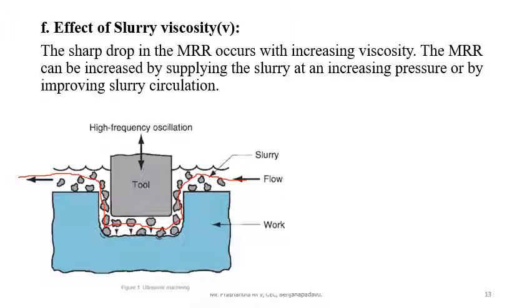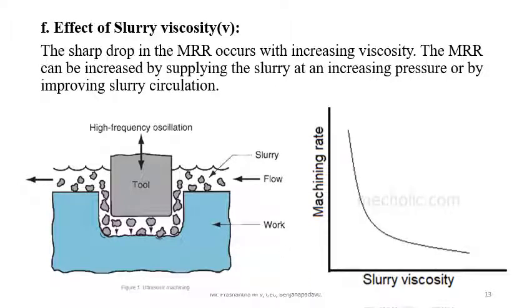As I told, the flow happens like this. In this way we can increase or decrease the viscosity of the slurry. Here a sharp drop in the material removal rate occurs when increasing the viscosity. The material removal rate can be increased by supplying the slurry. This is regarding the effect of slurry viscosity.